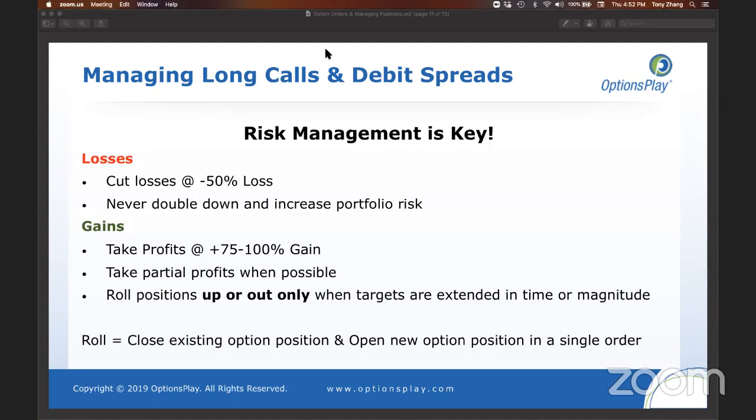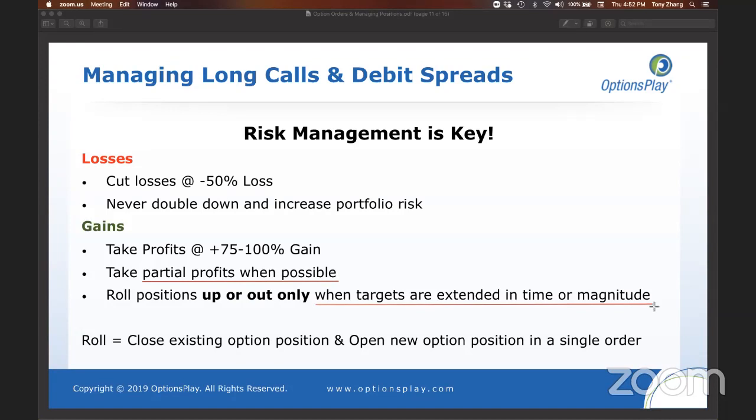And those are some of the things I want to talk about here today: managing these trades, meaning how do you take partial profits when possible? How do you roll your positions up and out when your targets are extended, either in time or in magnitude? So when we talk about rolling strategies, when we talk about modifying a strategy, these are really only for when things go in your favor.